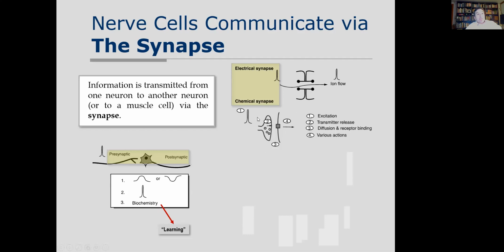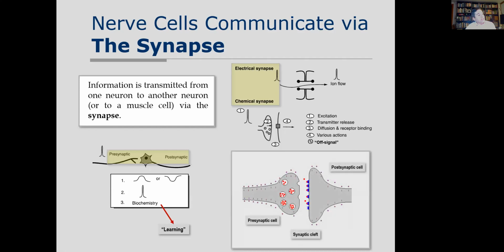The second type of synapse is called a chemical synapse. And in this case, this action potential, just like here, comes down and causes chemicals to be released from the presynaptic neuron. Those chemicals, or neurotransmitters, or transmitters, will travel across the synapse to then bind or attach to the postsynaptic cell. We call that diffusion and receptor binding, and then these various actions.